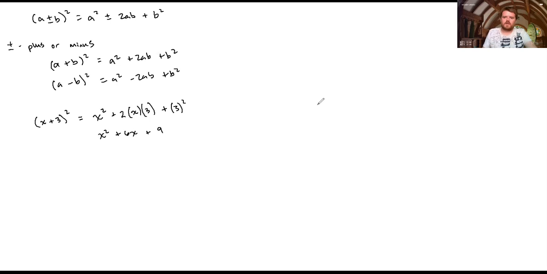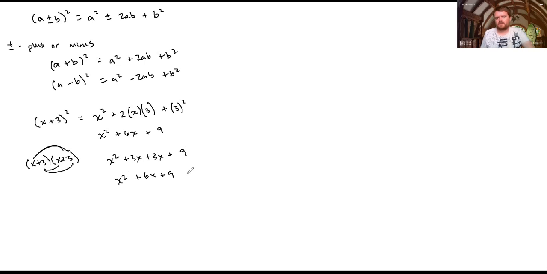You could still get this, again, if you forgot the formula, by just doing x plus 3 times itself. And just like we did in 2.3, you can use FOIL, you can use the box method, but you would do x times x, you would do x times 3, and then 3 times x, and then 3 times 3. Combine like terms, and you still get x squared plus 6x plus 9.